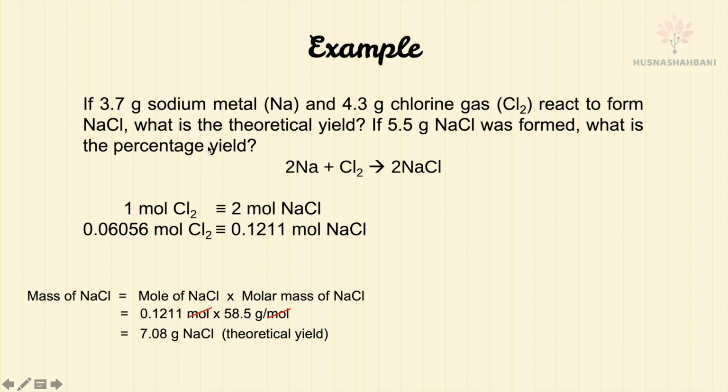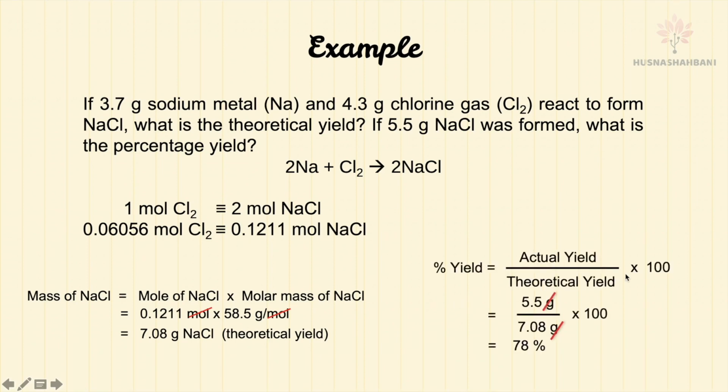Next, we want the percentage yield. Use the formula of percentage yield, actual yield divided by theoretical yield times 100. The actual yield is given, 5.5 gram, and the theoretical yield is 7.08 gram of sodium chloride. The percentage yield is 78%.